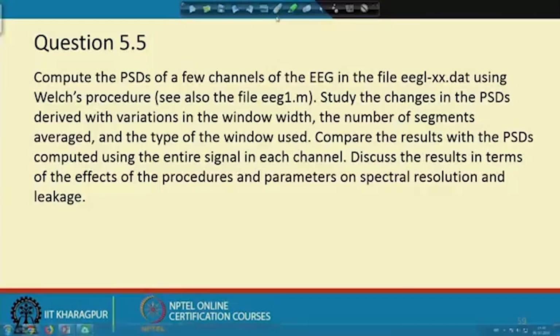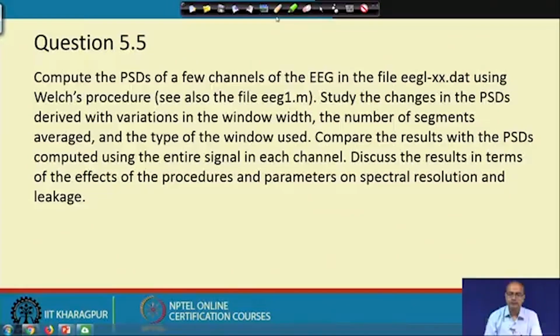So, now we look at the fifth problem of tutorial 5. Here we are given a few channels of the EEG signal and we have to use the Welch procedure, that is, how to compute the average PSD.